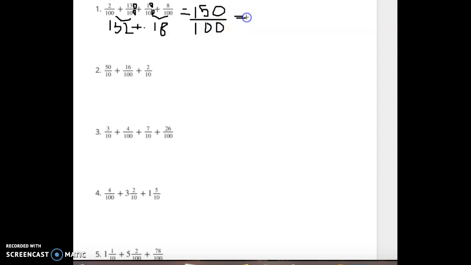You could have also made it 15 tenths if you changed it to tenths by taking a 0 off.